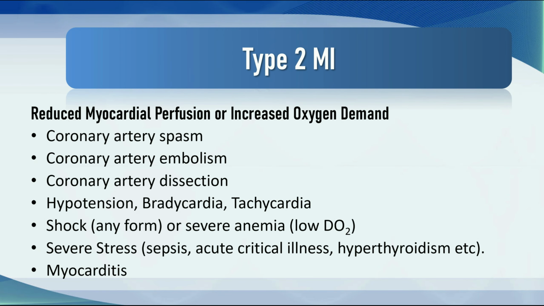So type 2 myocardial infarction is caused by reduced myocardial perfusion or increased oxygen demand or both. And we see this in all kinds of situations such as coronary artery spasm, coronary artery embolism, coronary artery dissection. But in the ICU, the most common causes are hypotension, bradycardia, or tachycardia.